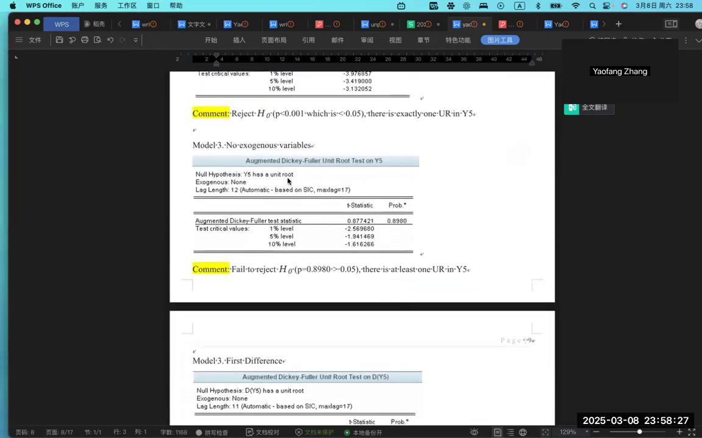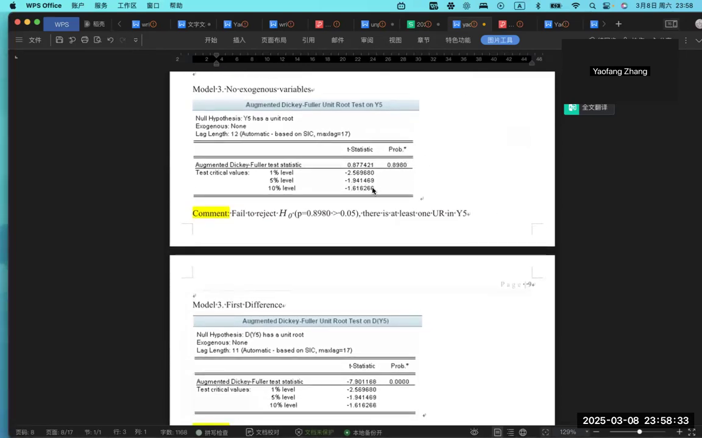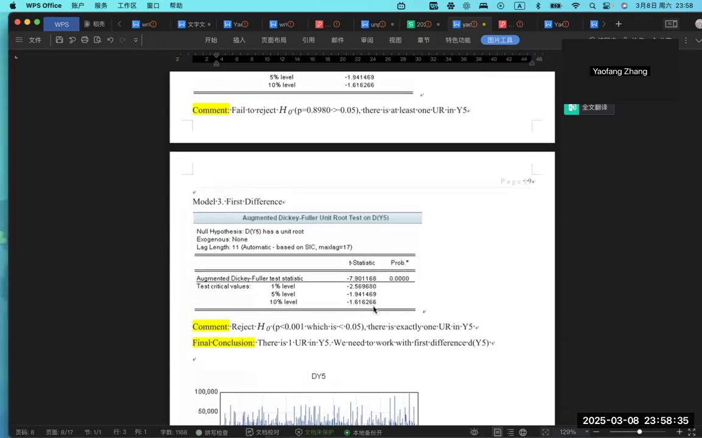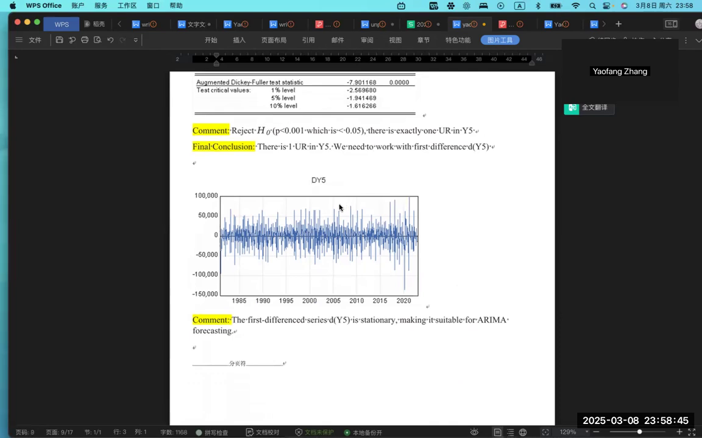Finally, we use model 3, which has no variables. There's the same result from the output. We can see from here and here. Final conclusion: there is one unit root in Y5. We need to work with first differencing. Here is a graph of DY5. From that, we know DY5 is stationary, making it suitable for ARIMA forecasting.